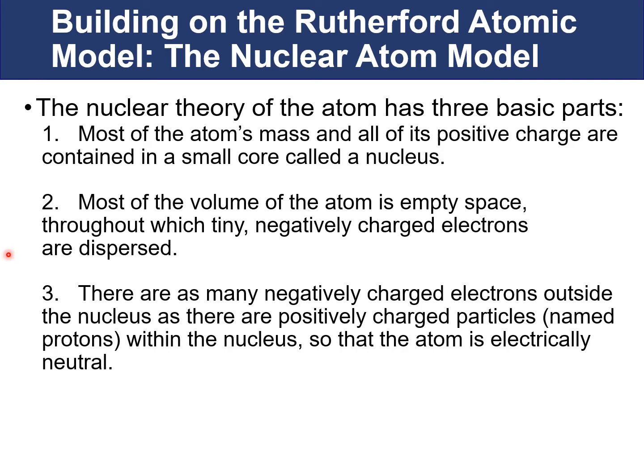without being deflected. The third part is that there are as many negatively charged electrons outside the nucleus as there are positively charged particles, which they called protons, within the nucleus. This enabled the atom to become electrically neutral. One of the observations was that regular material, atoms and molecules, don't interact with an electromagnetic field. They don't get pushed one way or the other, and so they have to have a neutral charge.